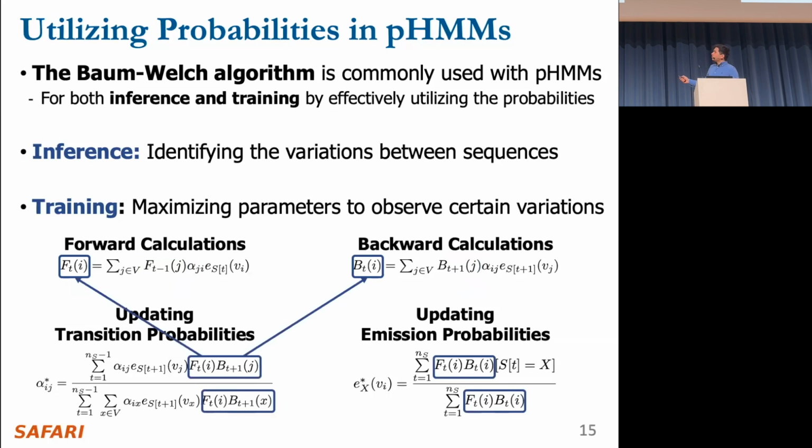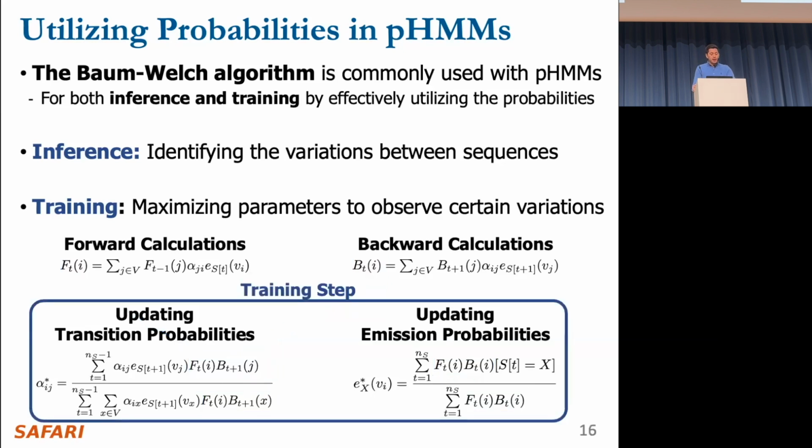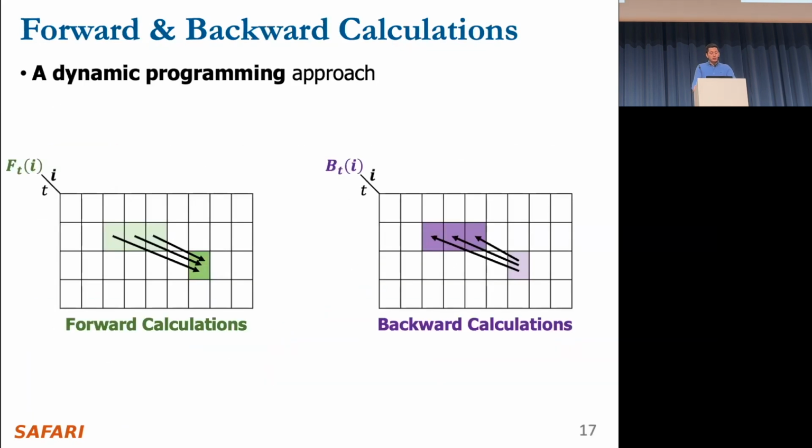And the final calculation of these forward and backward values is used in the later training step. So this is called the training step. And also, this forward and backward calculation is really a dynamic programming approach, essentially.